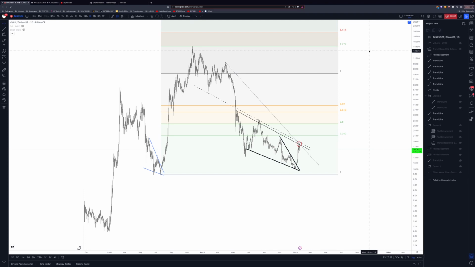Welcome to another technical analysis on cryptocurrency, and this time it's AVAX on Avalanche.